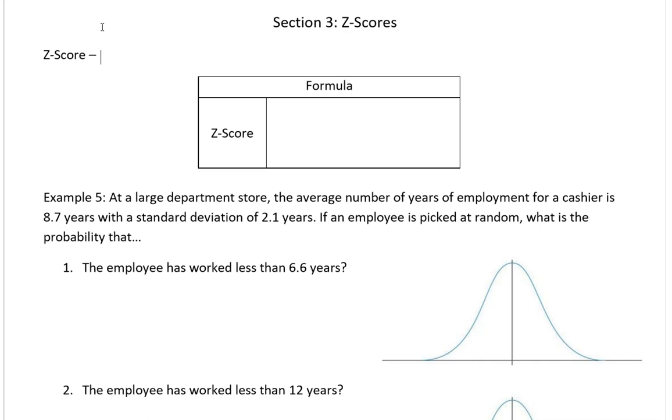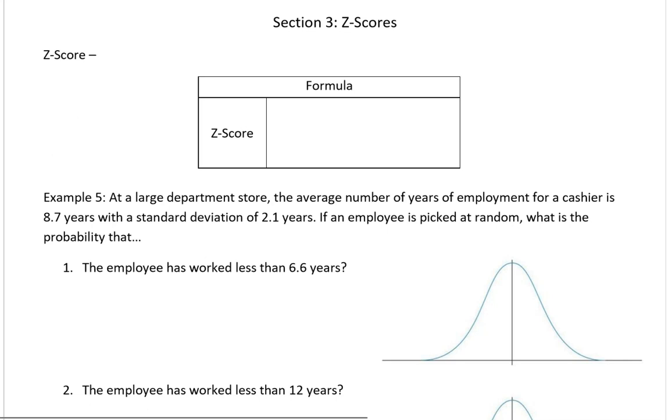What if it's not exactly 2 standard deviations away? What if it's like 1.5 standard deviations away? Or 1.34 standard deviations away? Not a really nice number. Well, that becomes a little bit more complicated. That value, though, of the number of standard deviations away is going to be what we call a z-score.